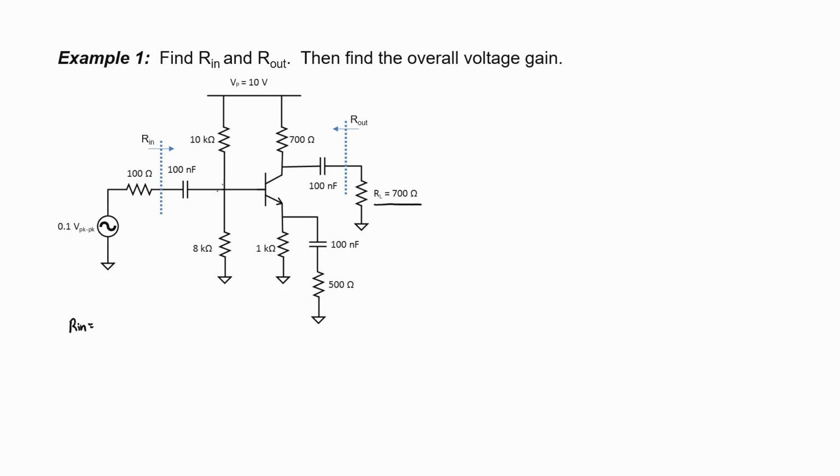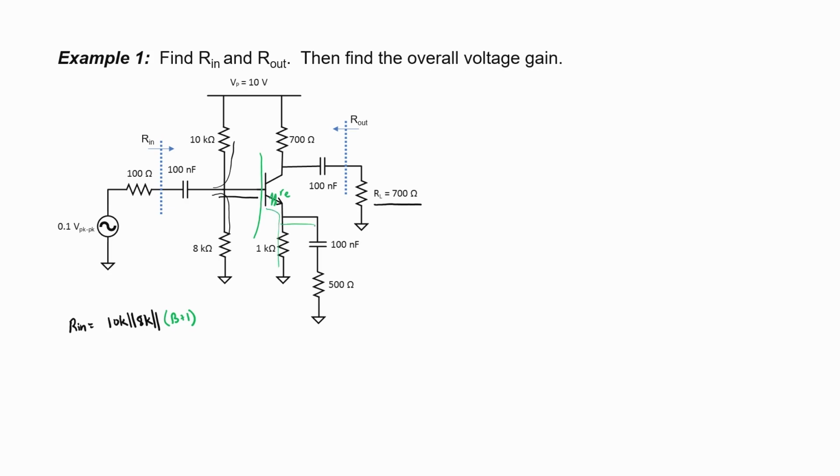Let's go ahead and do a more rigorous calculation here to find out what the gain actually is. First of all, let's find the input impedance. We're going to have a branch of 10 kiloohms, a branch of 8 kiloohms going to an AC ground, and then a third branch going into the base of the transistor. We'll use impedance reflection in order to find it.